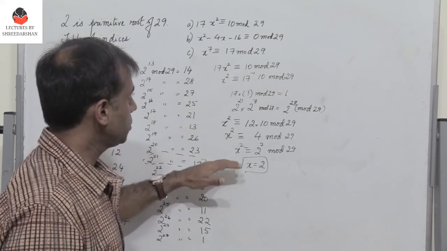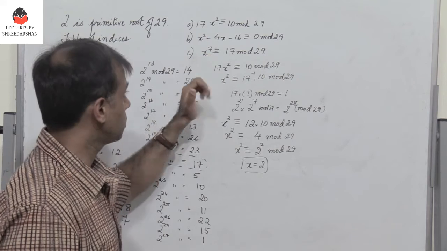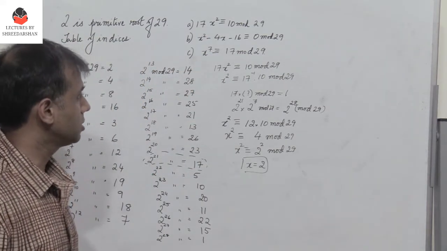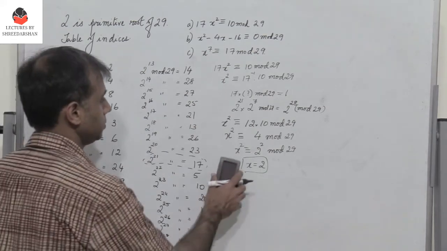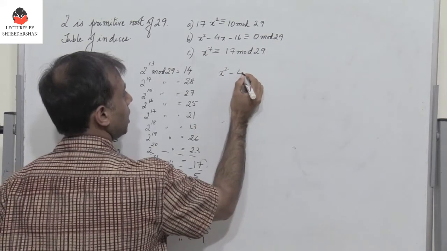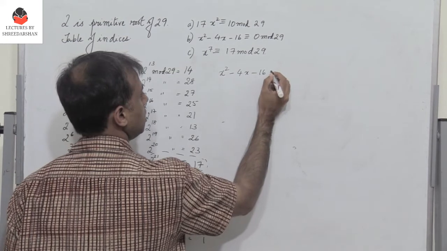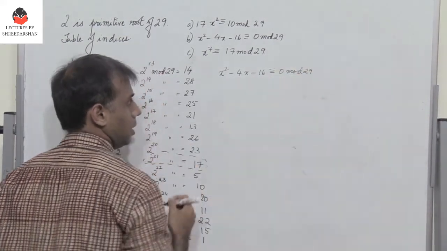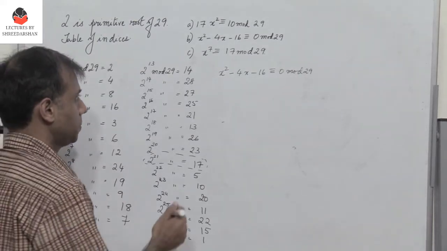So this is how we need to solve these relations, because I have to use the table of indices. After having solved the first one, let us proceed with the second one. X square minus 4x minus 16 is congruent to 0 mod 29. I need to complete the square.